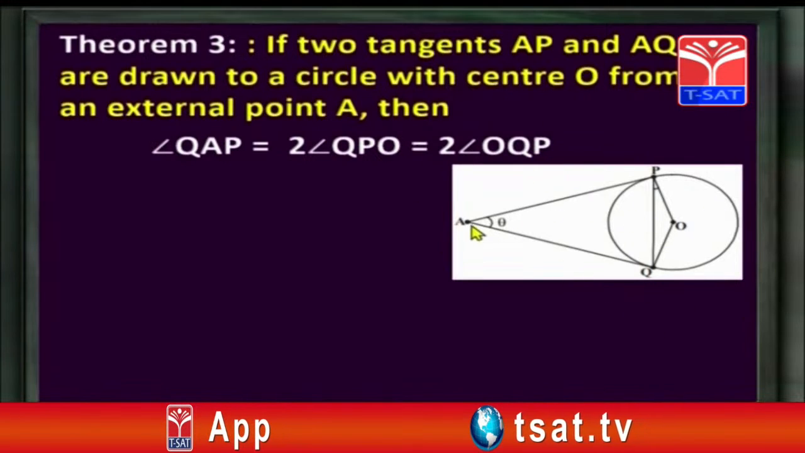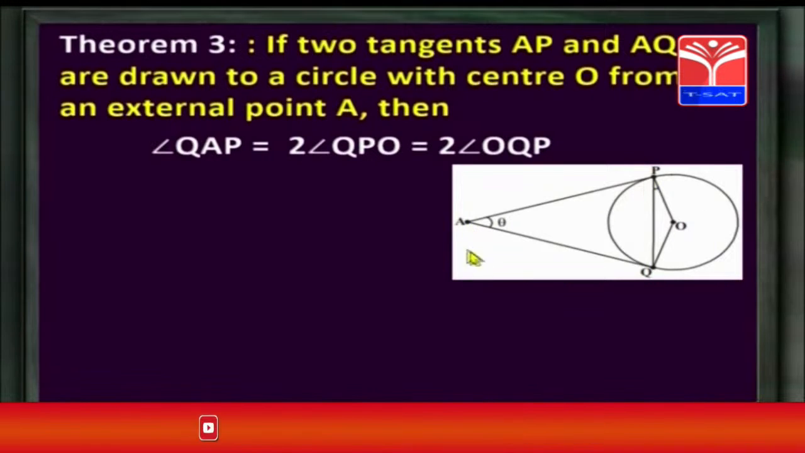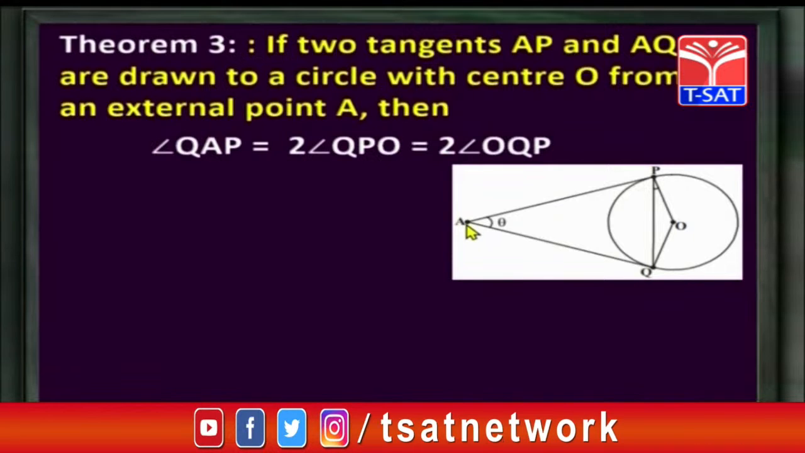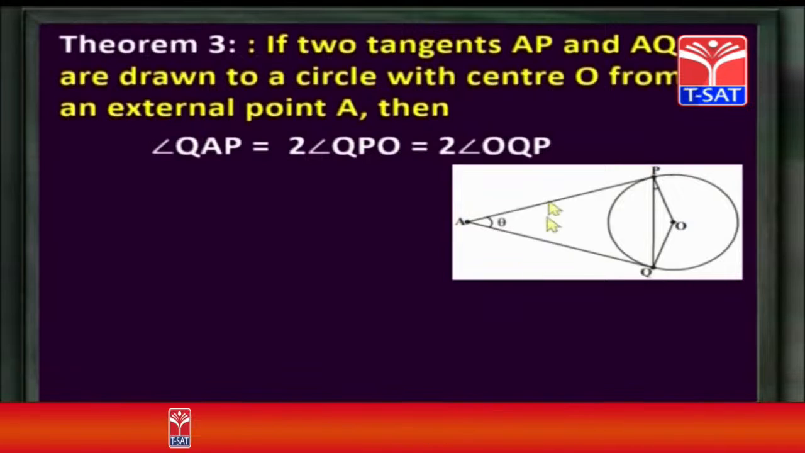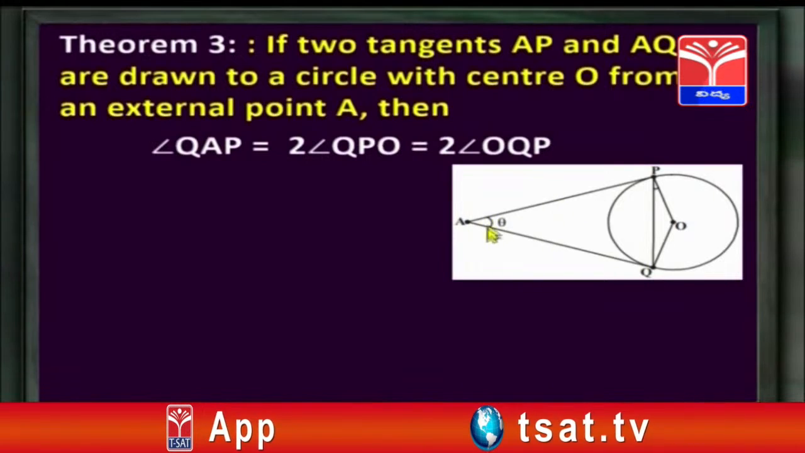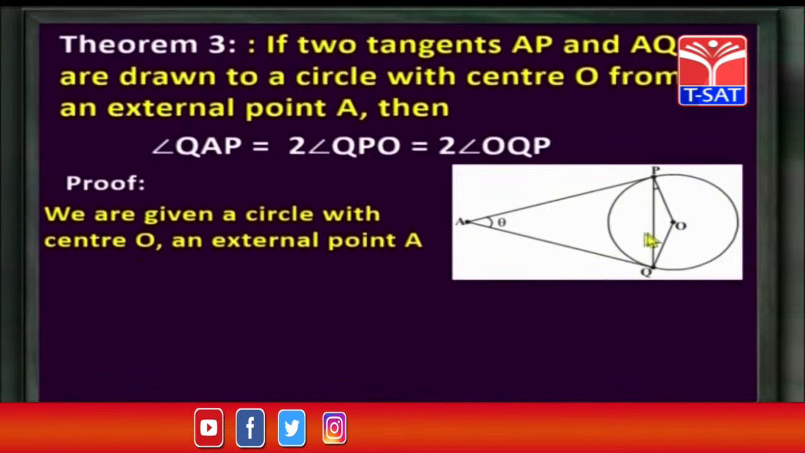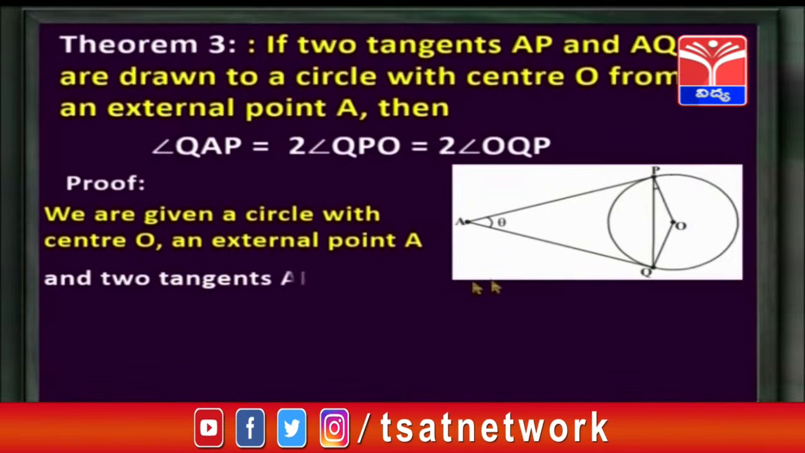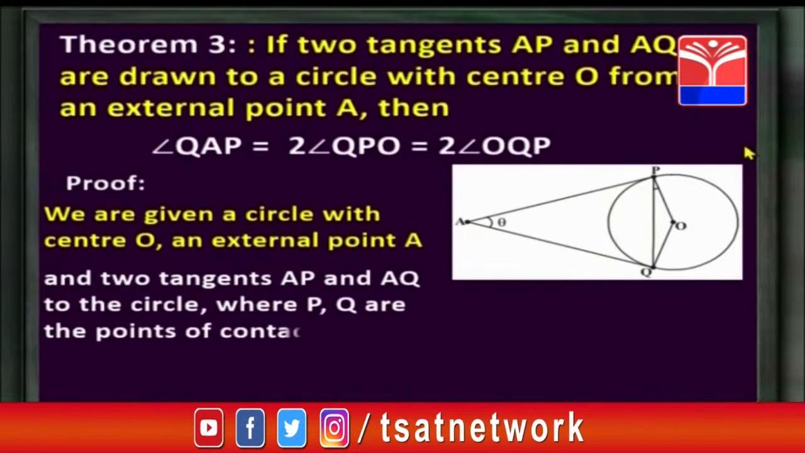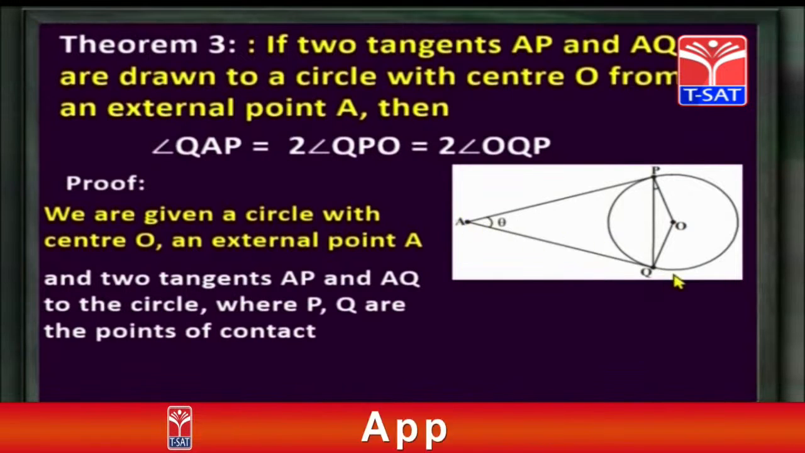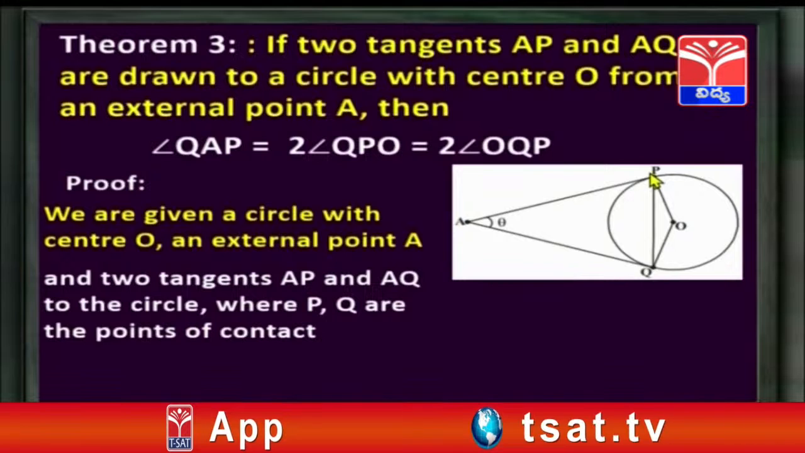If two tangents, so observe here, AP and AQ both are tangents drawn from an external point, and we know that AP and AQ are equal because two tangents drawn from an external point are always equal. So, angle theta is the angle PAQ. Let us prove this. We are given a circle with center O, an external point A, and two tangents AP and AQ to the circle where P and Q are the points of contact.